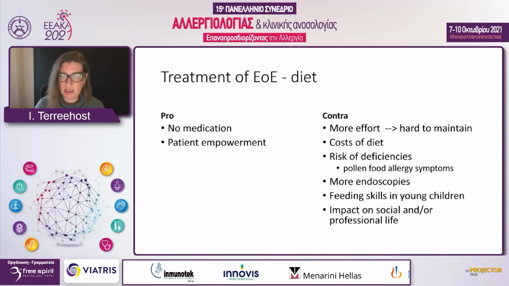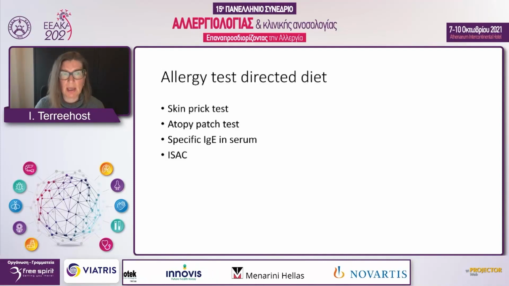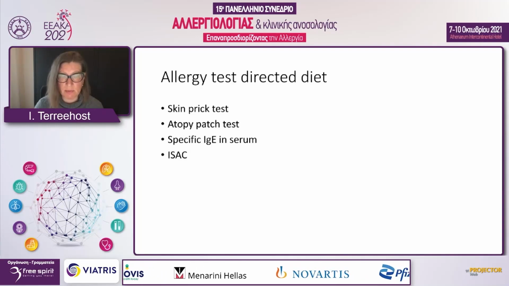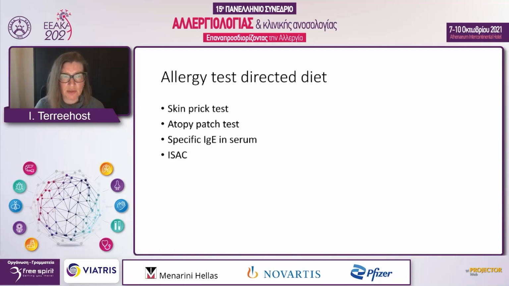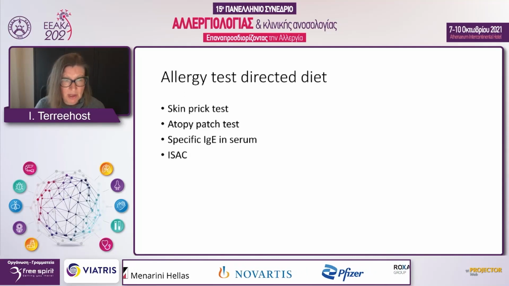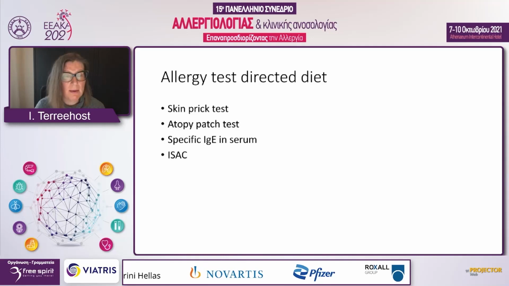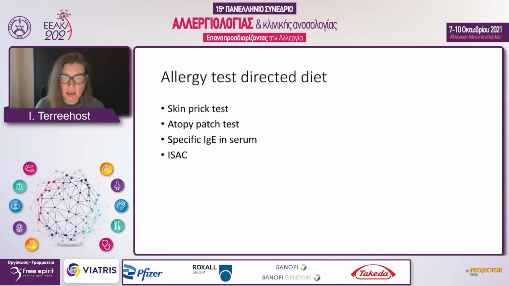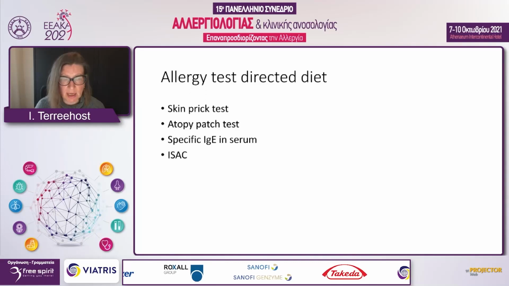starting with a 2, a 4, a 6 food diet or an elemental diet may not be what we would like. What we would like is that we can predict which food is actually causing the symptoms in our eosinophilic esophagitis patients. And various tests have been used in these patients to see whether they could predict the culprit food: the skin prick tests for IgE-mediated symptoms, the atopy patch test, which of course is more dedicated to delayed type reactions, specific IgE in serum, and even the ISAC.